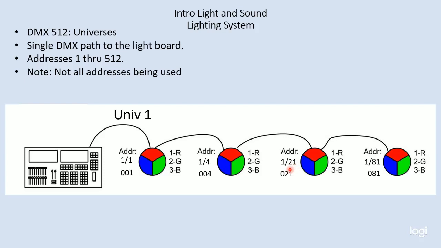Let's do a hotel patch. Our next fixture is 21. So 21 is red, 22 is green, 23 is blue. When we skip up to 81, 81 red, 82 green, 83 blue. And this is just daisy chaining these fixtures together, giving them their starting address so that we can control them independently. And again, note that we don't need to use all of the addresses that are available to us in our DMX path.